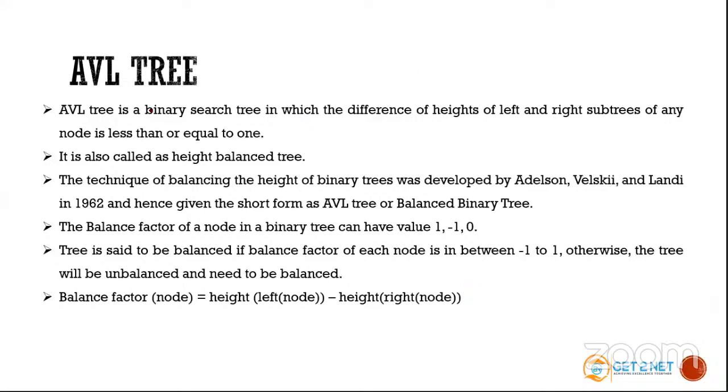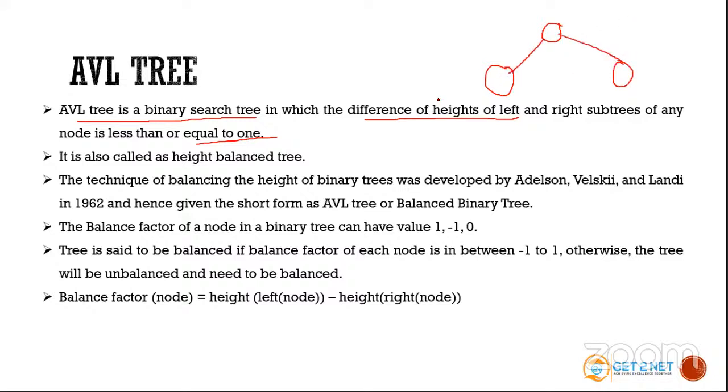So first is our AVL tree. An AVL tree is a binary search tree in which the difference of heights of left and right subtrees of any node is less than or equal to 1. So we will see what happens in an AVL tree, the difference of the left subtree and the right subtree. If this is a tree, let's see, I am drawing a tree here.